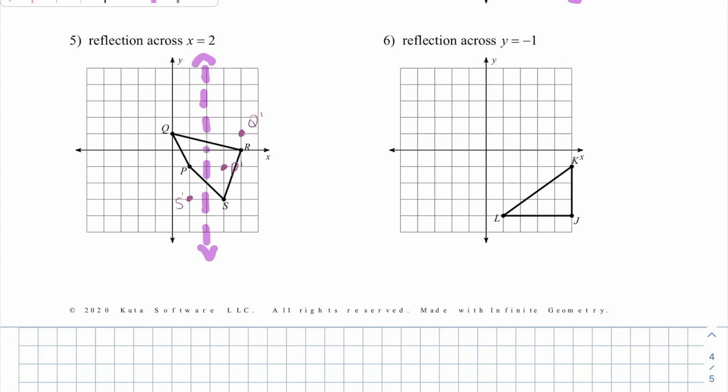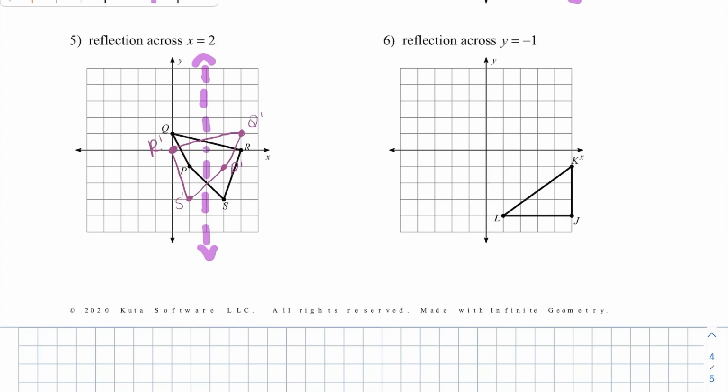And let's finish with point R. So from point R to the line is 1, 2 units to the left. So we'll continue 1, 2 units to the left. That'll give us our new point R prime. As always, connect your points. And this will give you your resulting shape. Hopefully you can see that this is a mirror image over the line x equals 2.